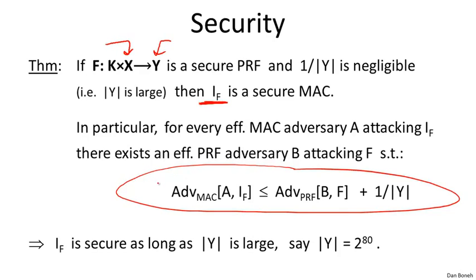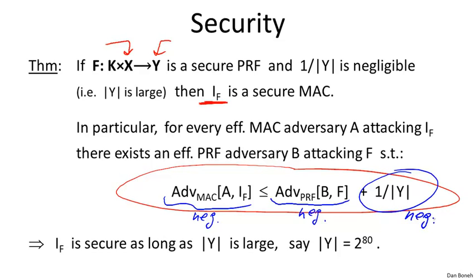In other words, since the PRF is secure, we know that this quantity here is negligible. And so if we want this quantity to be negligible, this is what we want. We want to say that no adversary can defeat a MAC I sub f. That implies that we want this quantity to be negligible. In other words, we want the output space to be large.